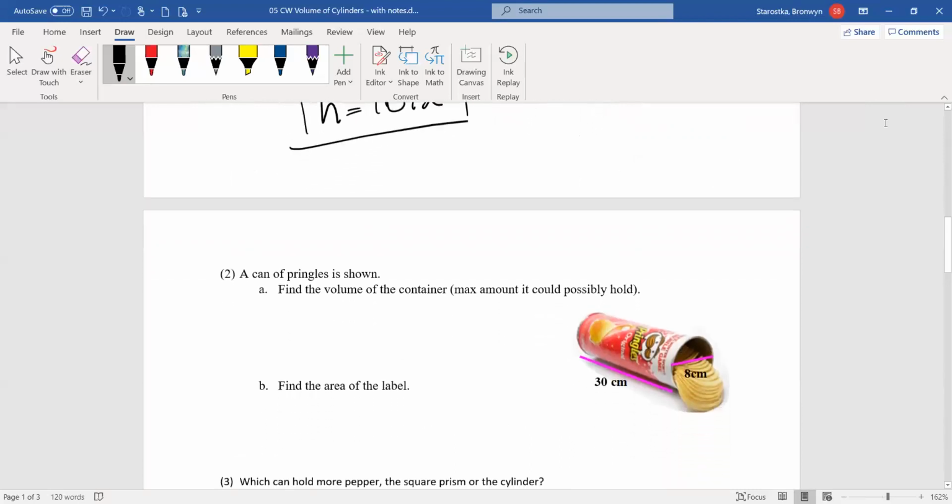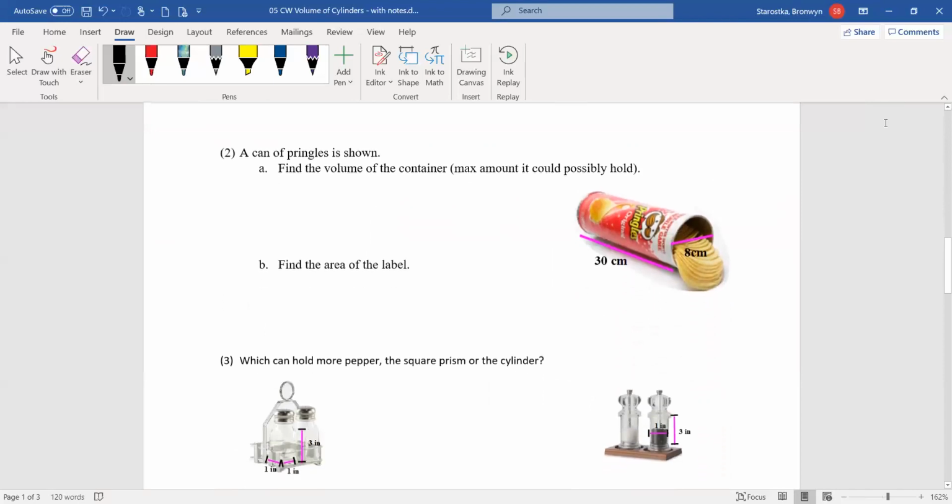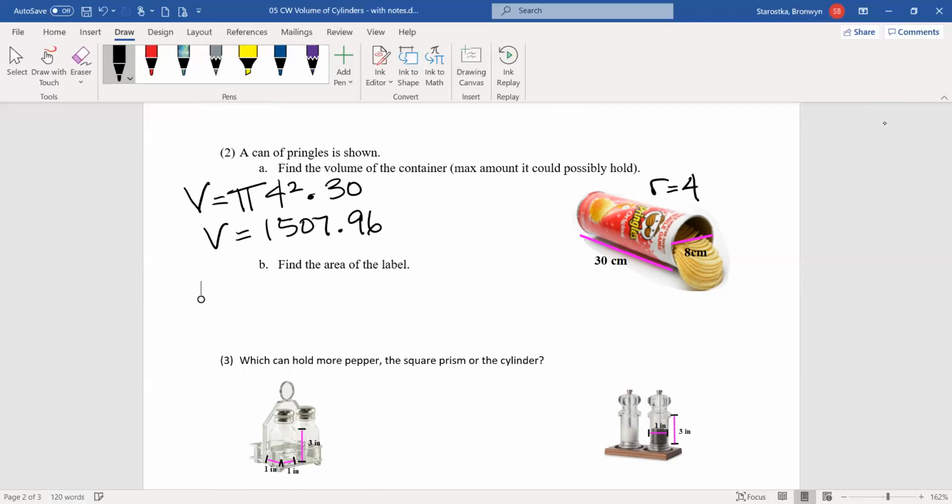All right, so let's practice a couple. Here's a can of Pringles shown. Again, they gave us the diameter, so we want the radius, and our radius is 4. So volume equals pi r squared, 4 squared, times 30 centimeters. Volume equals 1,507.96 centimeters.